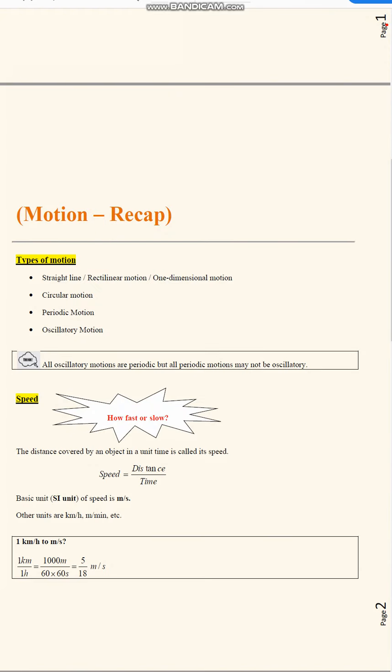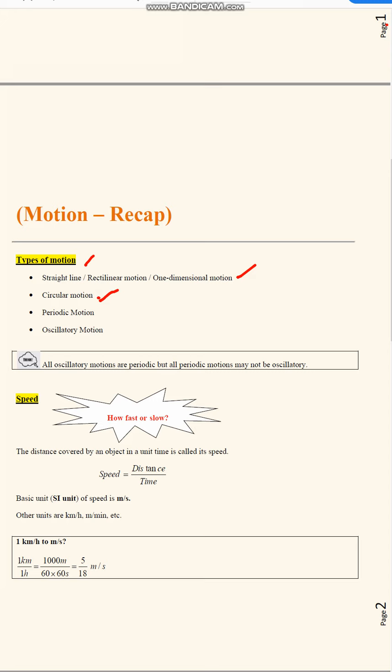Students, the first topic is types of motion. There are various kinds of motion. Let us come to them one by one. The first kind is straight line motion, or rectilinear motion, or linear motion, or one dimensional motion. The examples are the motion of a train on a straight track, the motion of a car on a straight road, etc.